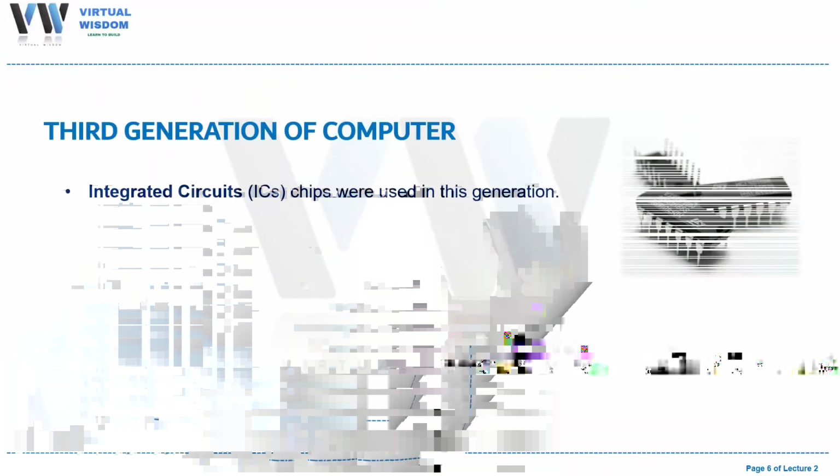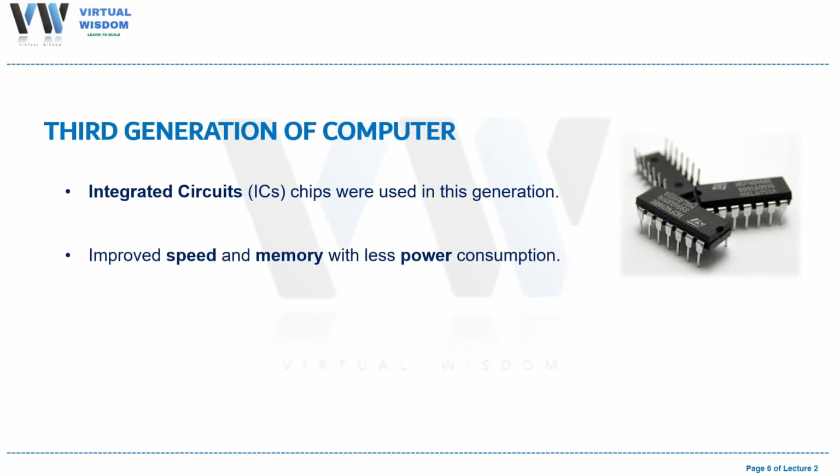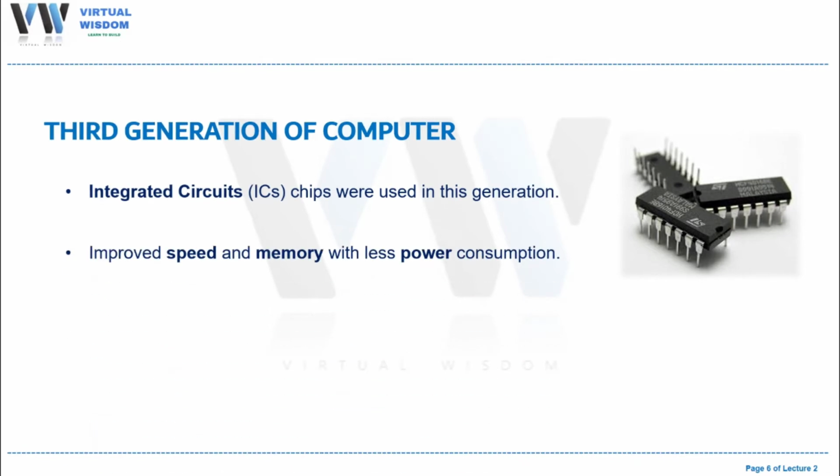In the third generation of computer, integrated circuits, ICs, were introduced. ICs were small chipsets developed in 1960. It uses a large number of transistors. These chips increased the speed and memory capacity of the computer, also they consume less electricity.